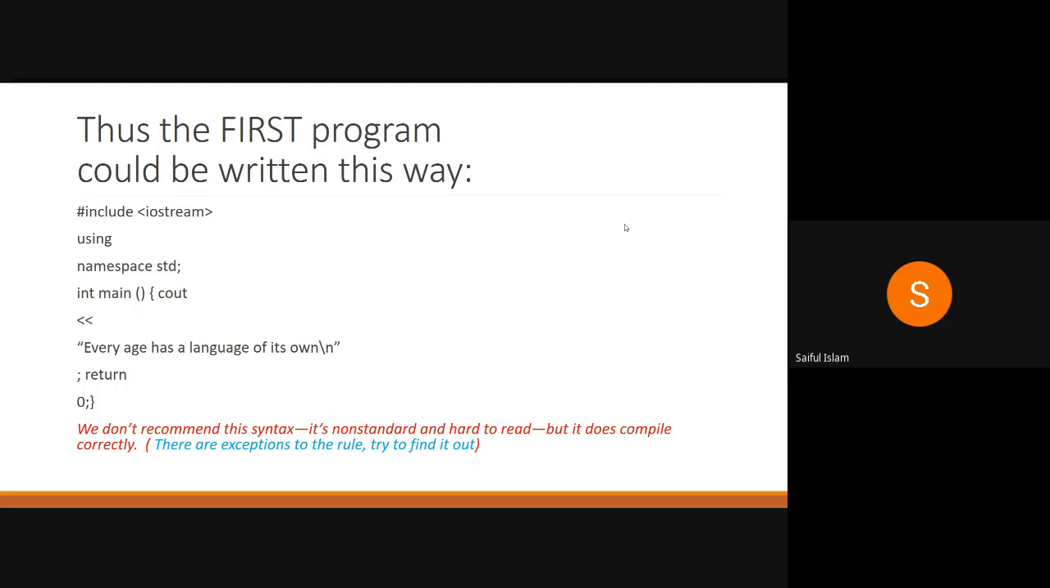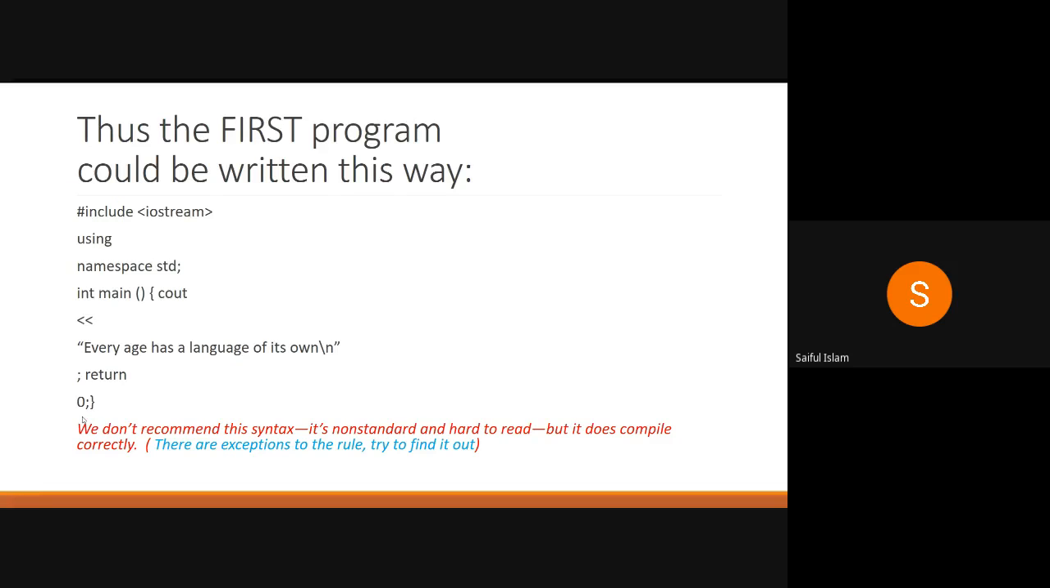Now, try to see the same program that we discussed in the first slide. Look at this program. You have a #include <iostream>. It is the same program, but written in a different format: using namespace std, int main, cout, then the insertion operator, then a statement here, then a return followed by 0, semicolon, and bracket.